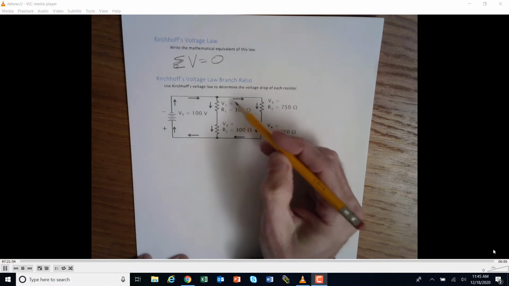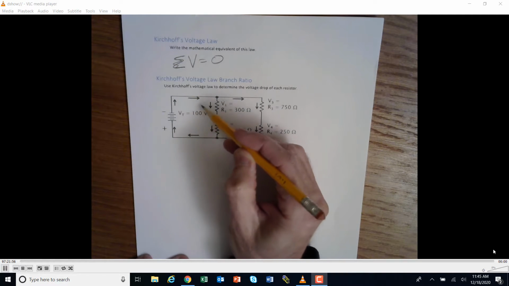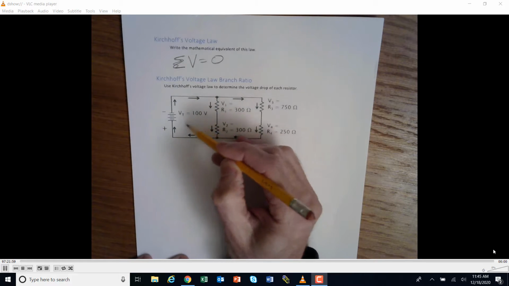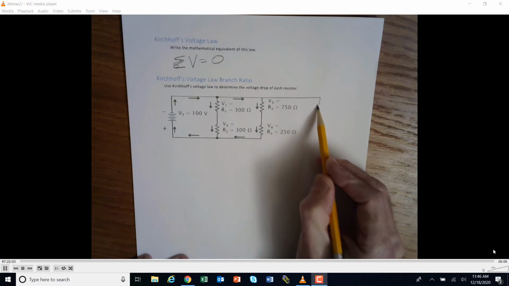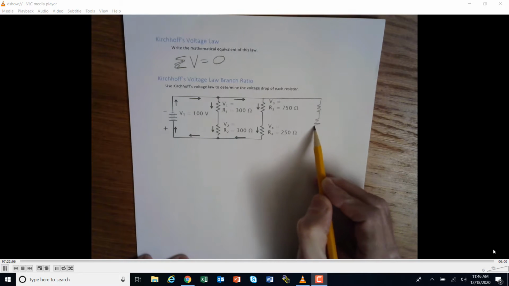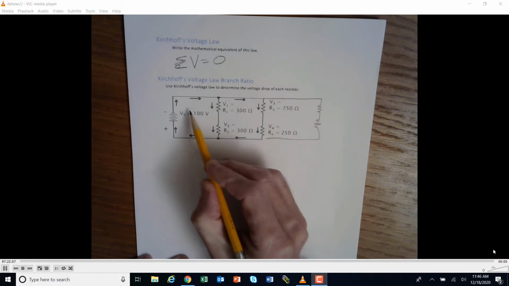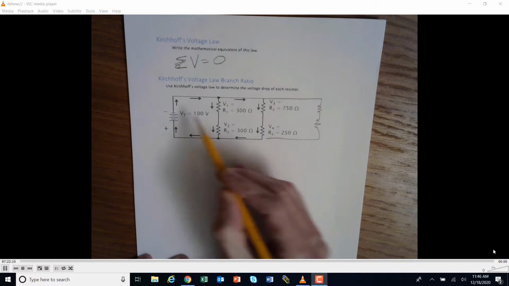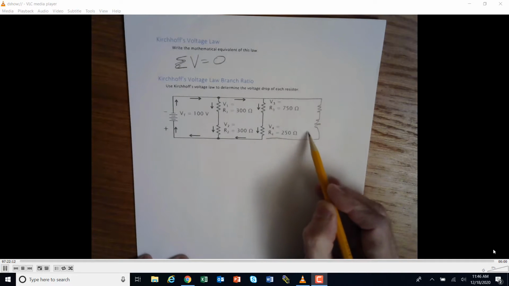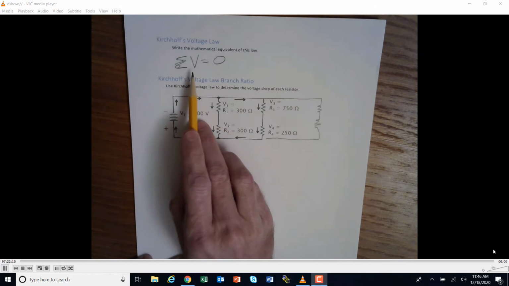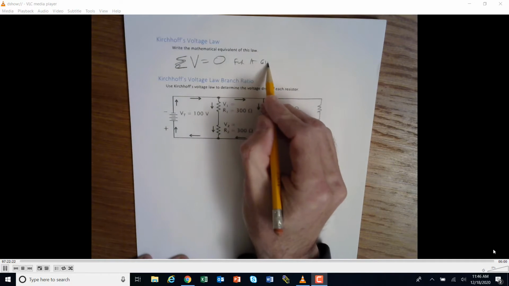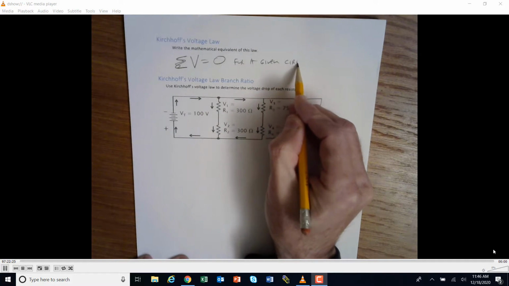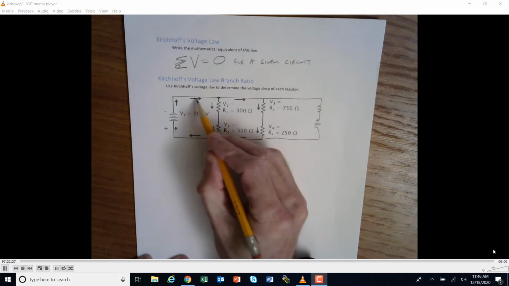If you look at our circuit here, you can tell that there's a loop here, a branch, and there could be a branch here. I'm going to go ahead and add one more branch here for later on, okay? And there could be a branch or a loop here, a loop here. So we've got different ones, but the sum of those voltages has to be equal to 0 for a given circuit, all right?